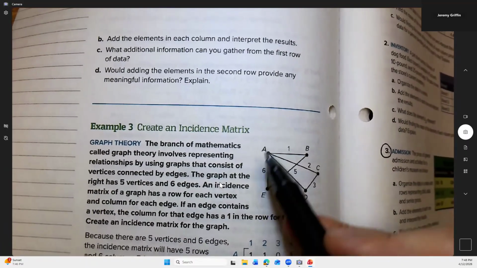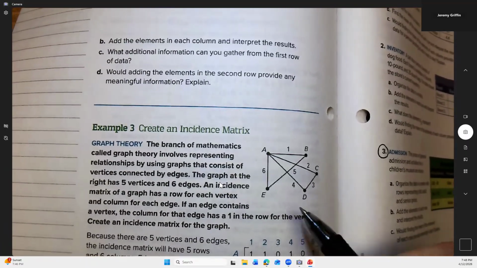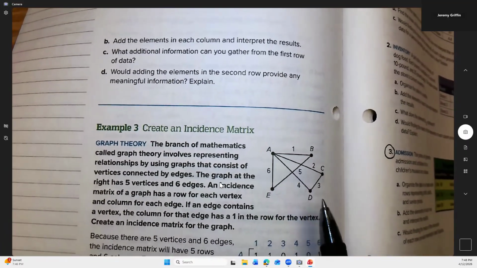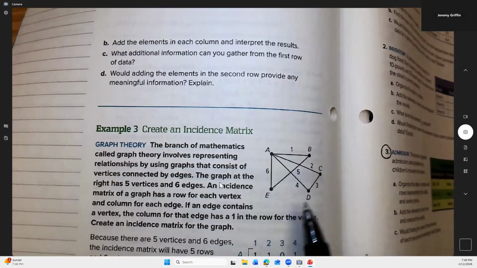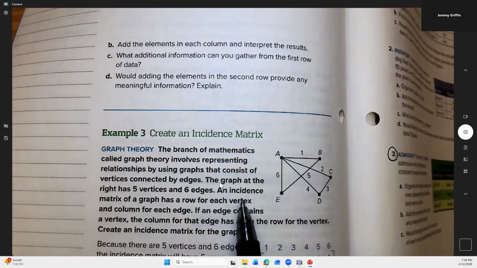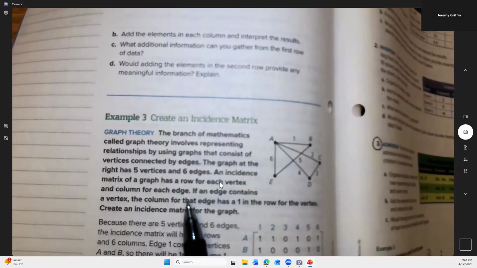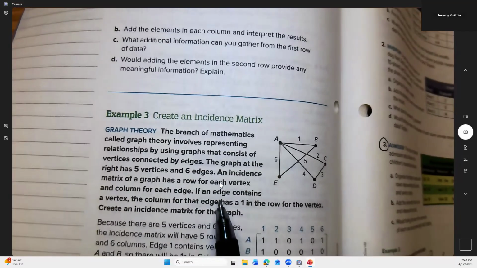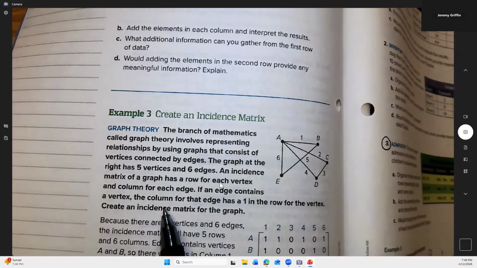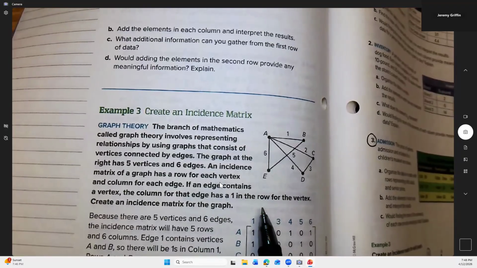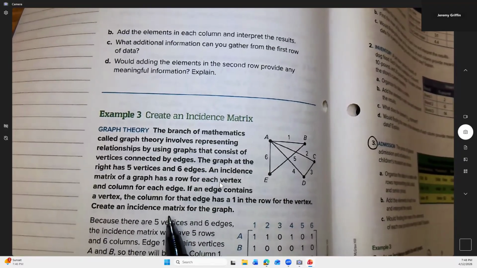Okay, because I see points A, B, C, D, and E. So there's your 5 vertices. And I see 1, 2, 3, 4, 5, 6 lines. Okay. And they numbered all of them. So they labeled all the points as letters and they numbered all the edges. Okay. An incidence matrix of a graph has a row for each vertex and a column for each edge. If an edge contains a vertex, there is a one in the row for the vertex in that edge's column. Create an incidence matrix for the graph.